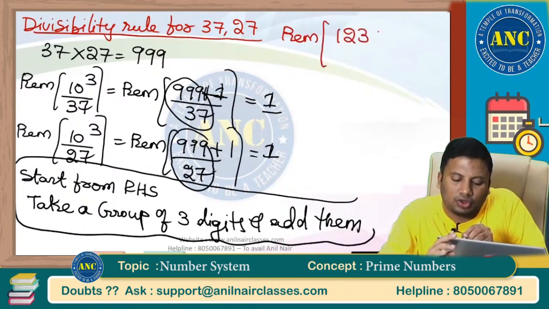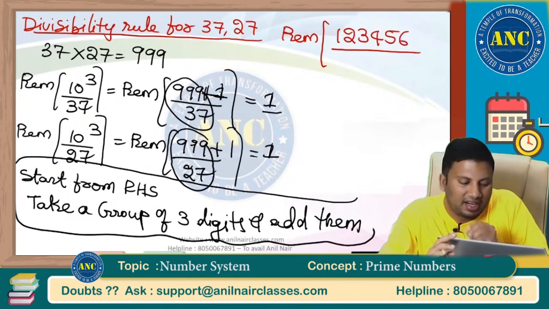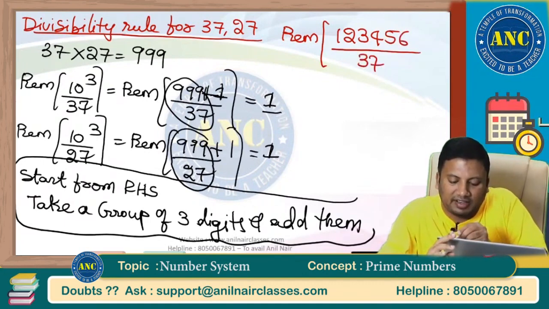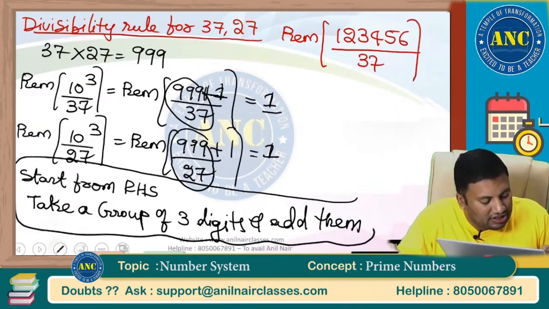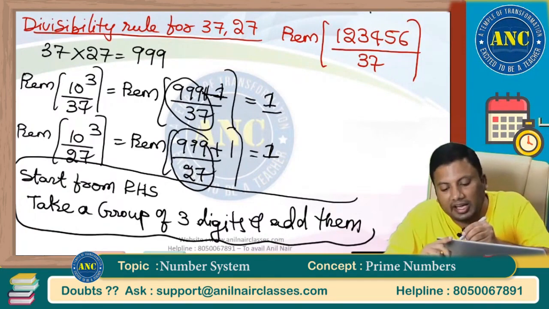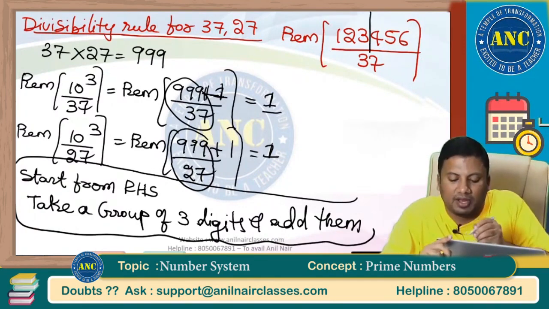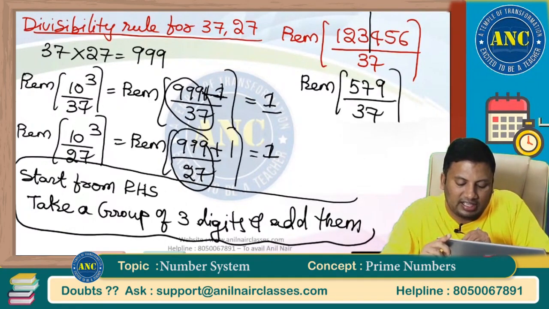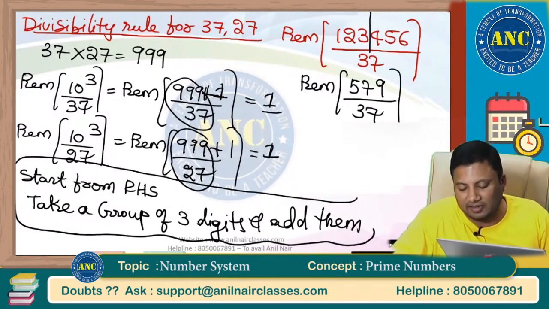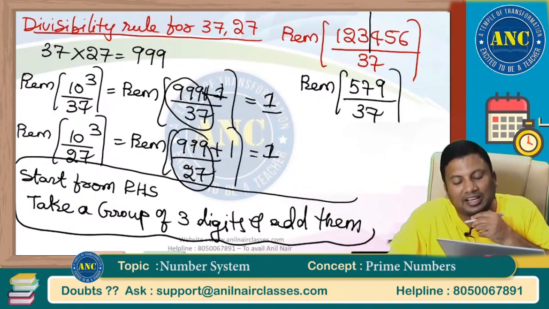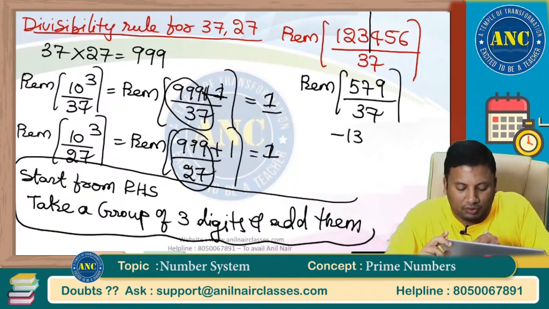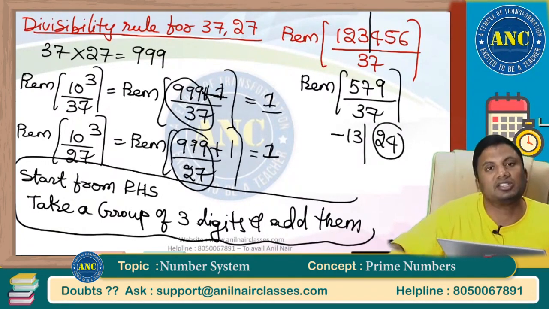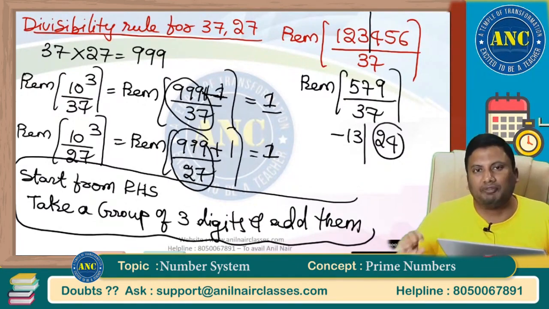Remainder of 123456 divided by 37. Take a group of 3 digits and add them. 456 plus 123 is 579 divided by 37. 37 ones are 37, 209. 37 sixes are 222, so minus 13. Negative remainder 13; the positive remainder is obtained by adding the denominator, 24.